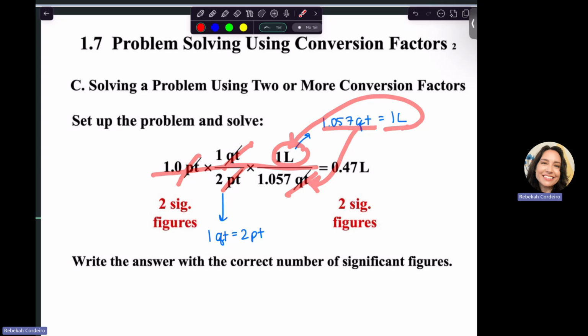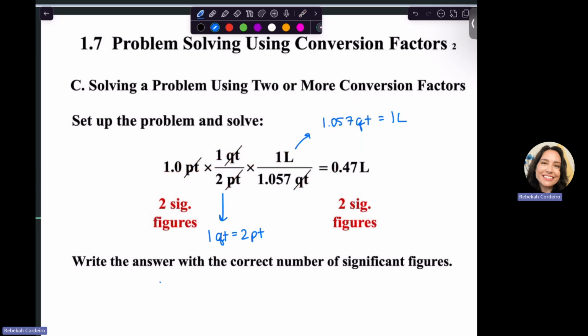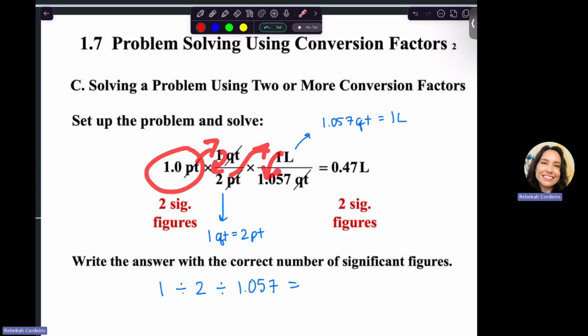And so I will multiply the numbers on the top, divide all the numbers in the bottom. This is not 2 times 1.057. This is written as 1 divided by 2 divided by 1.057 in your calculator. So think about it in sections. The first number, multiply the top, divide the bottom. Multiply the top, divide the bottom.